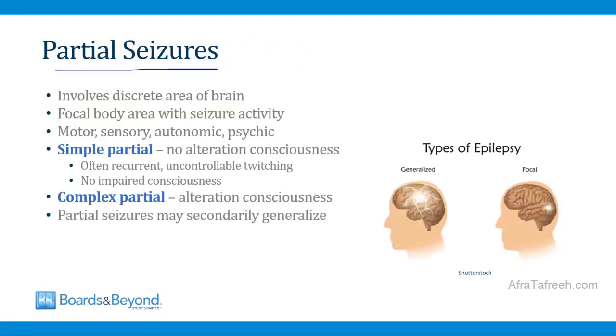Partial seizures are seizures that only involve a discrete area of the brain. That's why they're called partial. When this happens, a focal portion of the body will be affected by the seizure activity. The symptoms could be motor or sensory or autonomic or psychic, but it'll only be one localized area of the brain that is involved in the seizure, and if the symptoms are motor and sensory, it often only involves one limb or one body part.